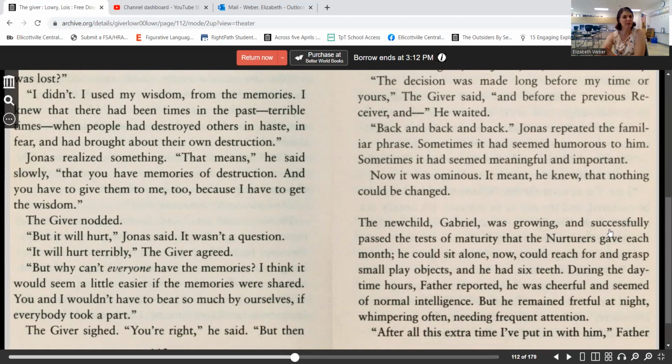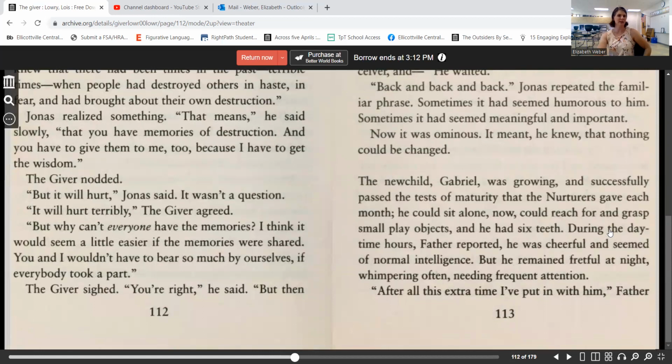Jonas realized something. That means, he said slowly, that you have memories of destruction, and you have to give them to me too, because I have to get the wisdom. The giver nodded. But it will hurt, Jonas said. It wasn't a question. It will hurt terribly, the giver agreed. But why can't everyone have the memories? I think it would seem a little easier if the memories were shared. You and I wouldn't have to bear so much ourselves if everyone took part.